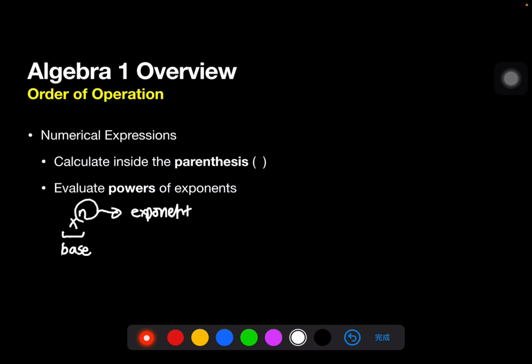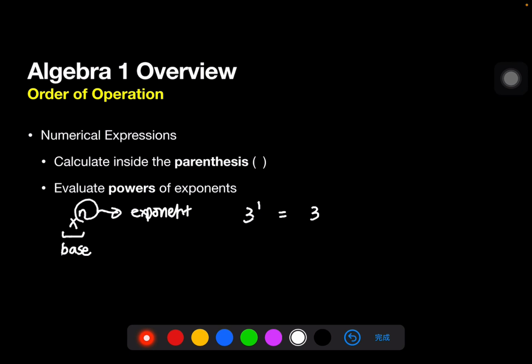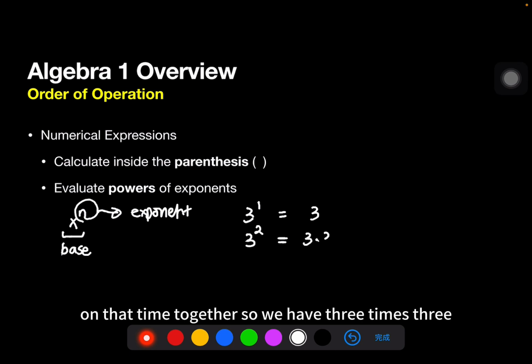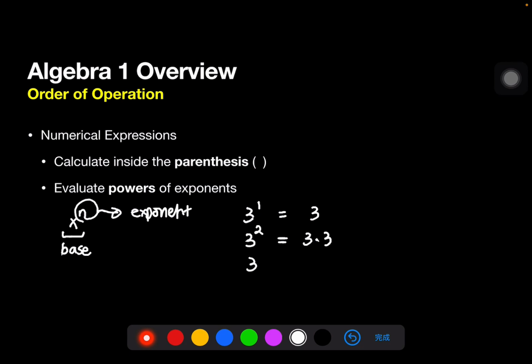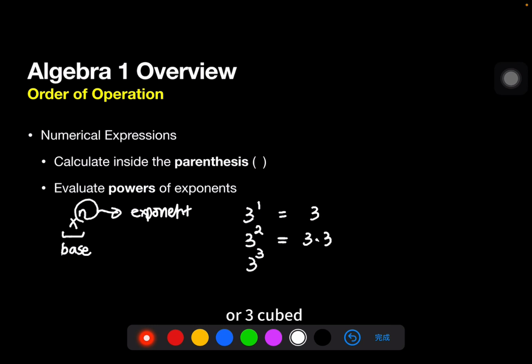For example, we will have 3 to the first power. It means 3 is used once, so it is equal to 3. Or we have 3 to the second power, or 3 squared. It means there are two 3s multiplied together, so we have 3 times 3. Similarly, when we calculate 3 to the third power, or 3 cubed, 3 as a factor is used 3 times, so it is equal to 3 times 3 times 3. Okay?